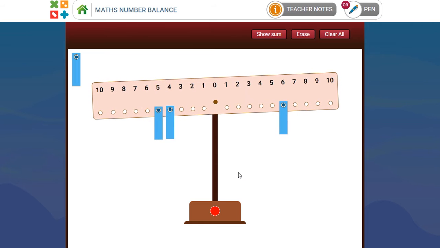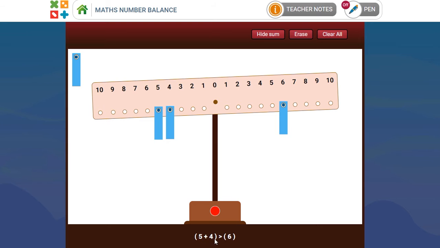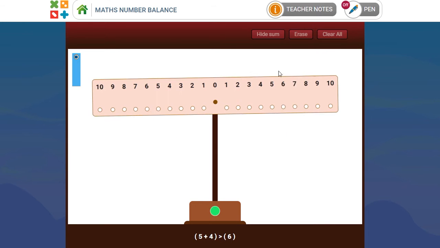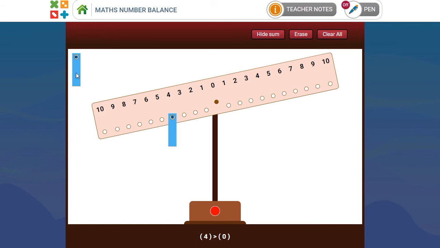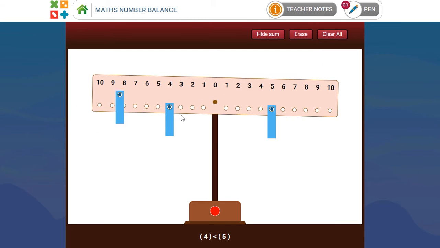is greater than or heavier than 6. So 5 and 4, and we know that 5 and 4 is 9, and 9 is greater than 6, or 9 is heavier than 6, and we can show the sum that 5 plus 4 is greater than 6. So clear all. We could put weight on number 4, and 4 is less than 5 plus 3, for example.